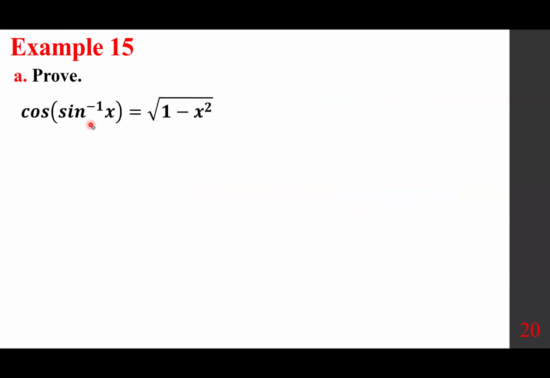Prove cosine of sine inverse x is square root of 1 minus x squared. Let's see how we tackle this question. First and foremost, we let this one represent an angle, alpha, beta, gamma, theta, your choice. Since this is x, y, z, it doesn't matter.